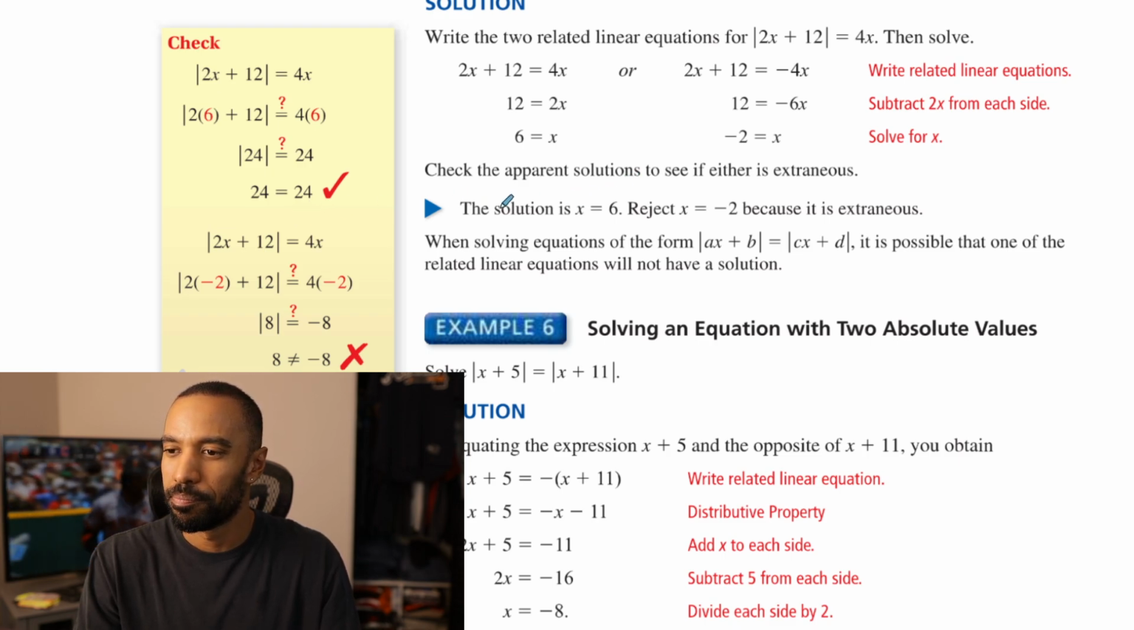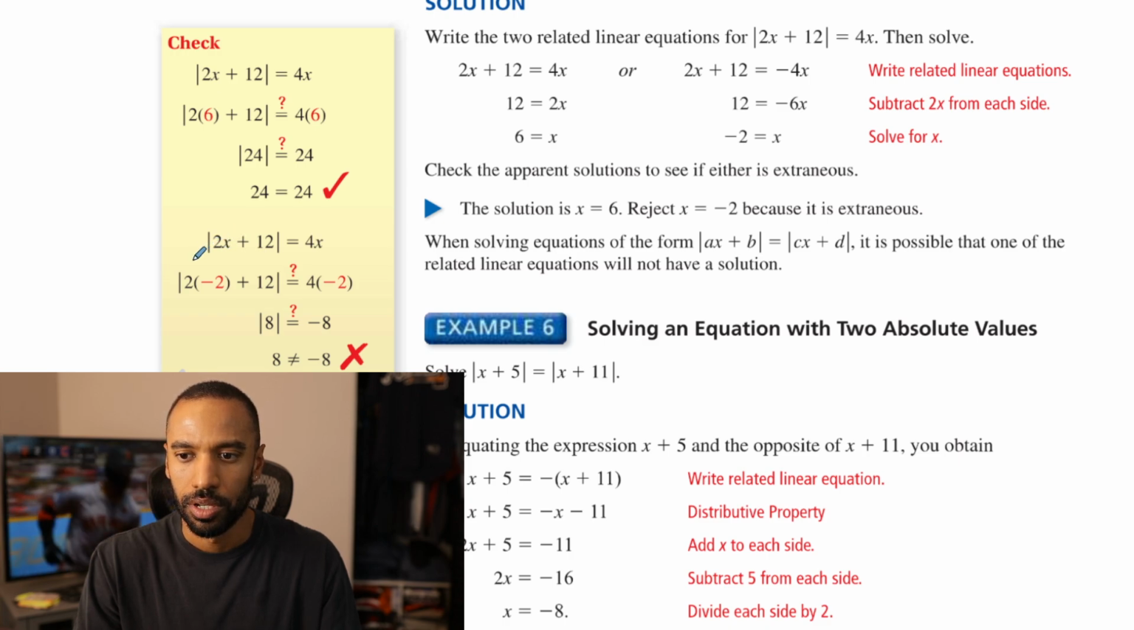Anyway, now, let's try negative 2. 2 times negative 2 is negative 4 plus 12 is 8.